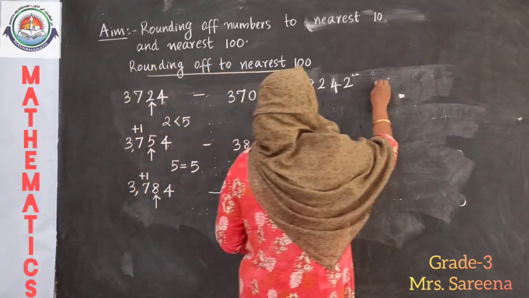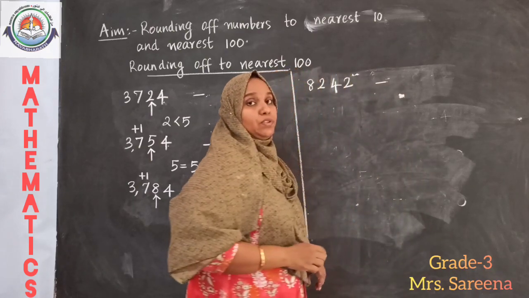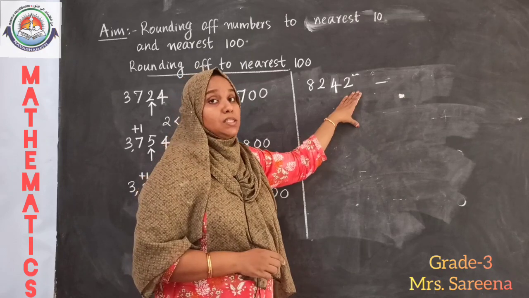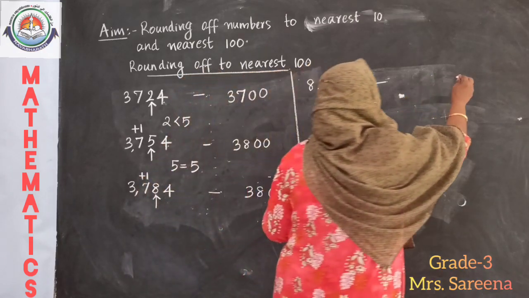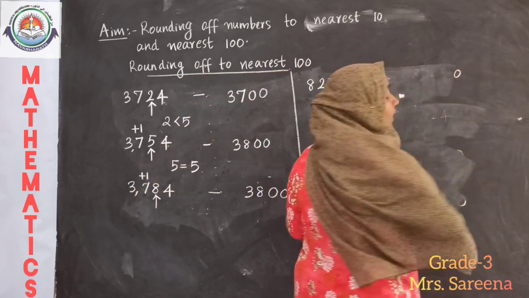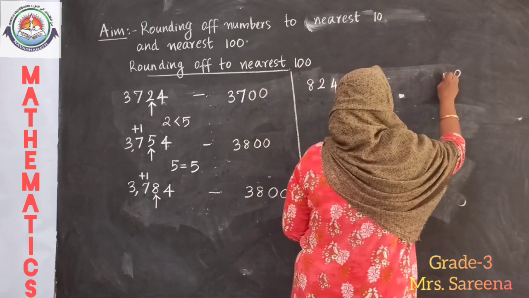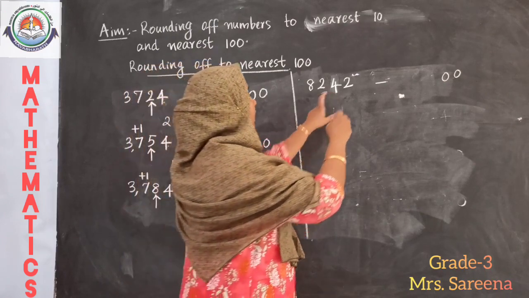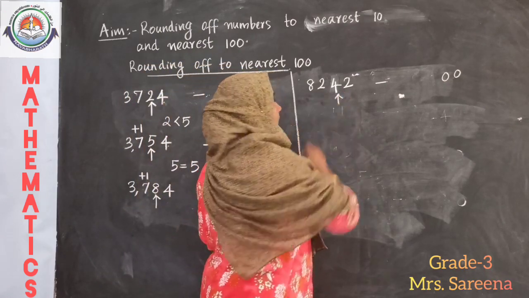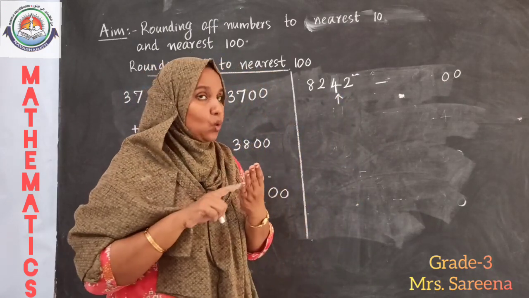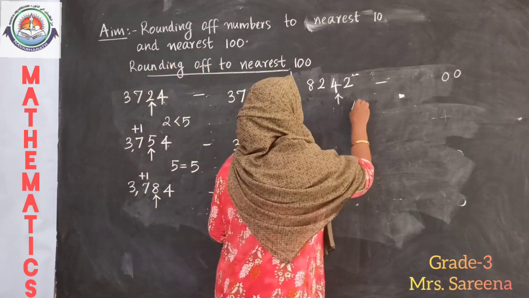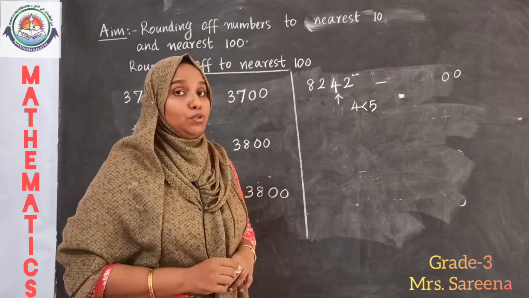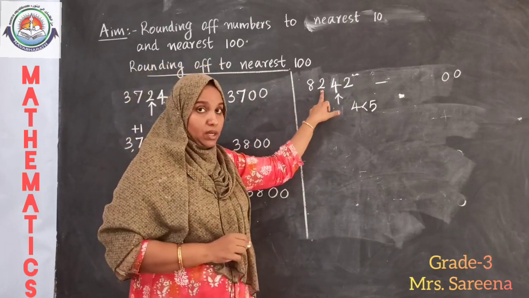We know that these two numbers, after rounding off, end in 2 zeros, so we can put those first. The number at the ones place is this and the number at the tens place is this. Then check the number at the tens place. What is that? 4. And we know that 4 is less than 5. Then what do we have to do? Do we have to add plus 1 here?